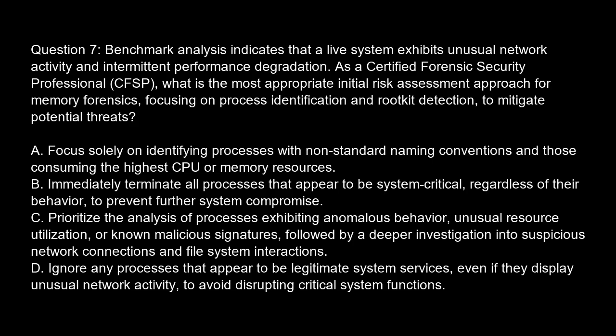Option A. Focus solely on identifying processes with non-standard naming conventions and those consuming the highest CPU or memory resources. Option B. Immediately terminate all processes that appear to be system-critical, regardless of their behavior, to prevent further system compromise. Option C. Prioritize the analysis of processes exhibiting anomalous behavior, unusual resource utilization, or known malicious signatures, followed by a deeper investigation into suspicious network connections and file system interactions. Option D. Ignore any processes that appear to be legitimate system services, even if they display unusual network activity, to avoid disrupting critical system functions.